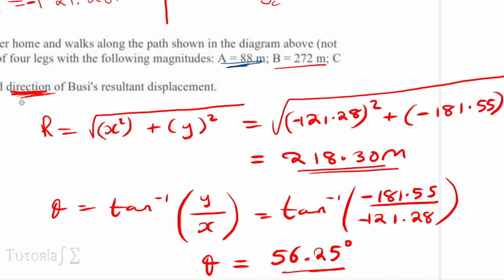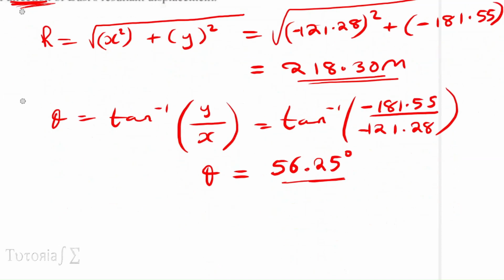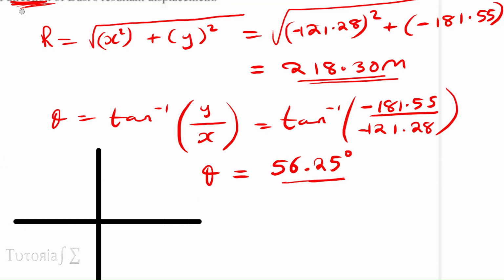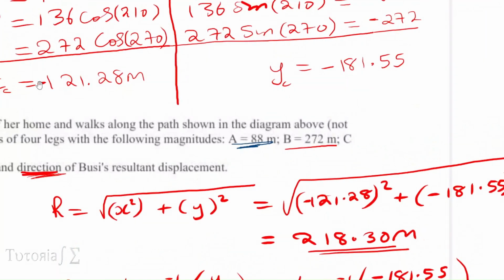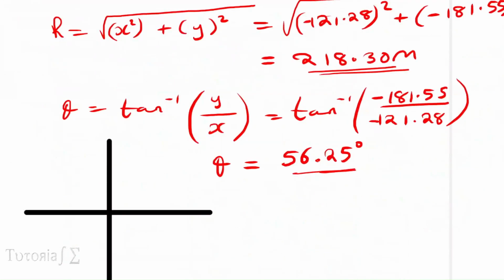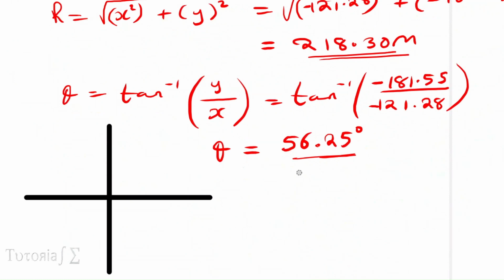You may also be asked to sketch the graph of the resultant. So on the XY plane, let's use black to represent the XY plane. You need to look at the directions in terms of the negative. This is negative x, then negative y, so it will be in the third quadrant. So we can draw the vector in the third quadrant like that.